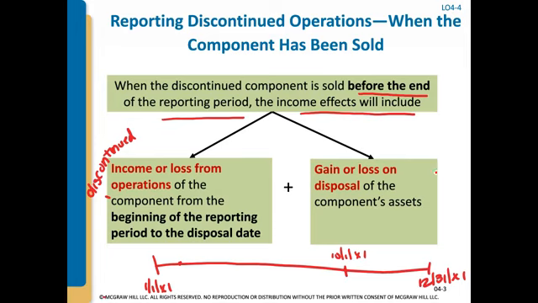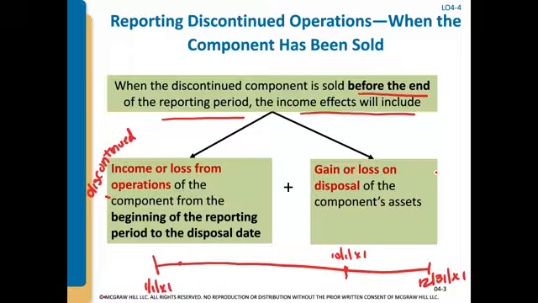So in my example, if I get rid of my skincare line on 10/1, I would look at the income and loss, the net income from the skincare line between January 1 and October 1, and report that all as discontinued operations on my income statement.